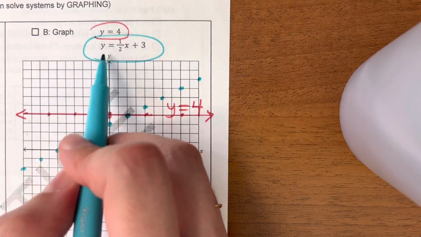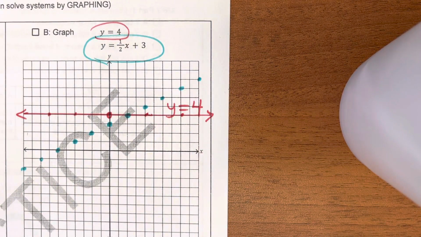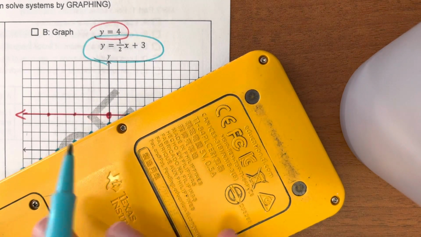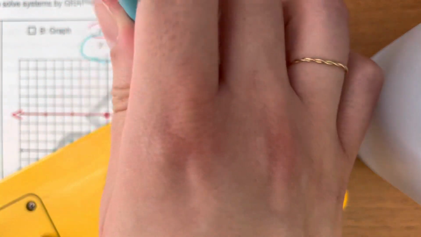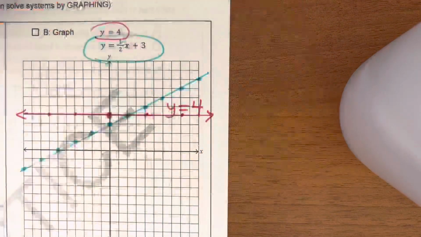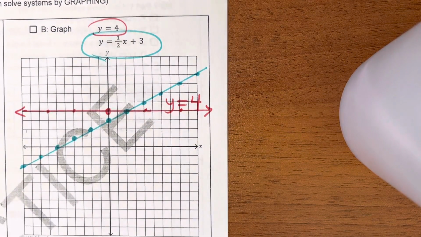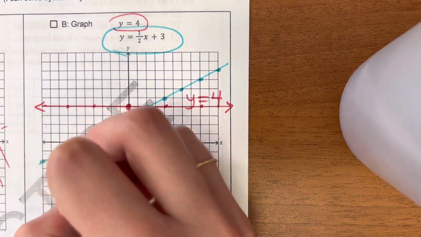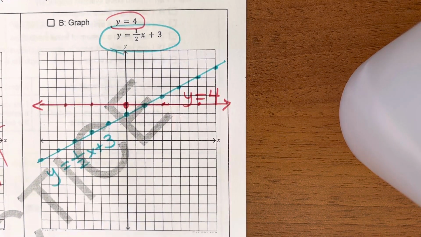It's an equation, so I'm going to connect them with a solid line. And I'll put arrows, or I can just make sure that my line is going through both ends of the grid. And I'm going to label this one y equals 1/2 x plus 3.